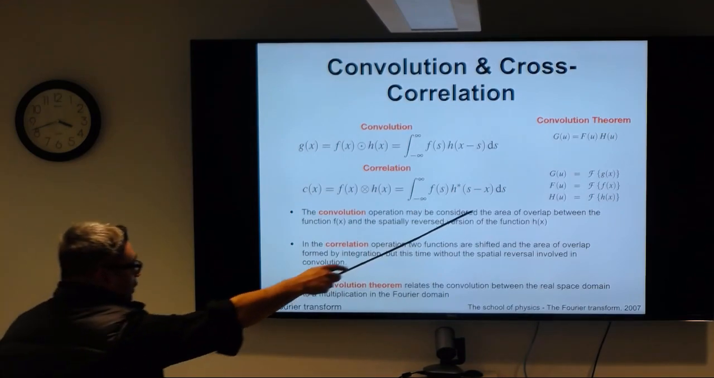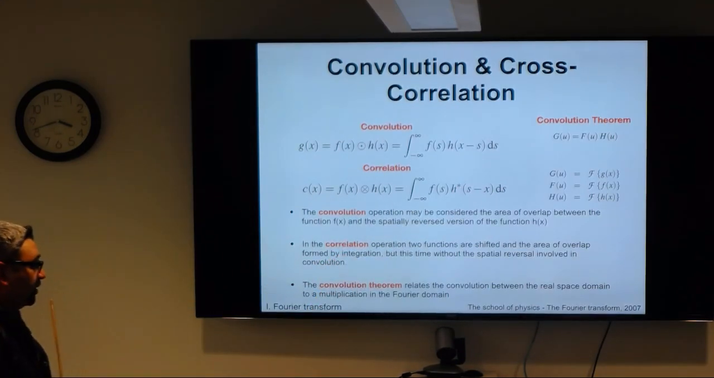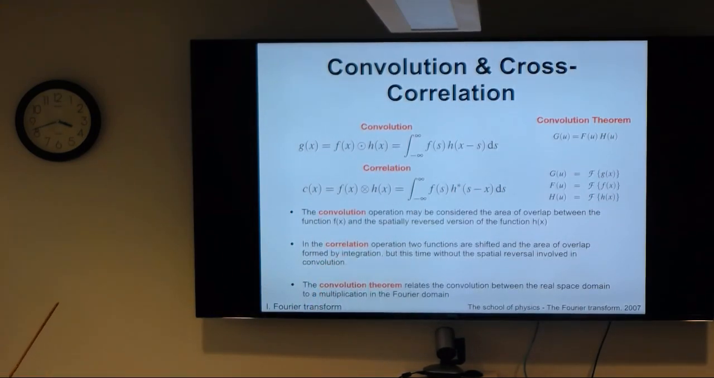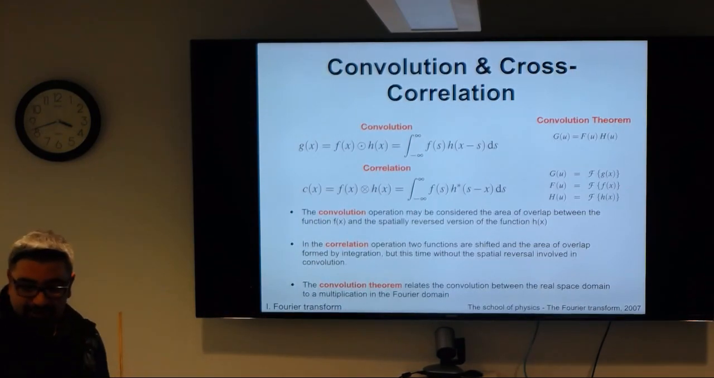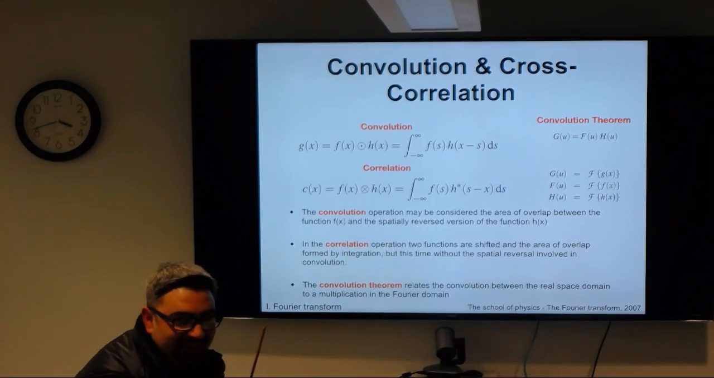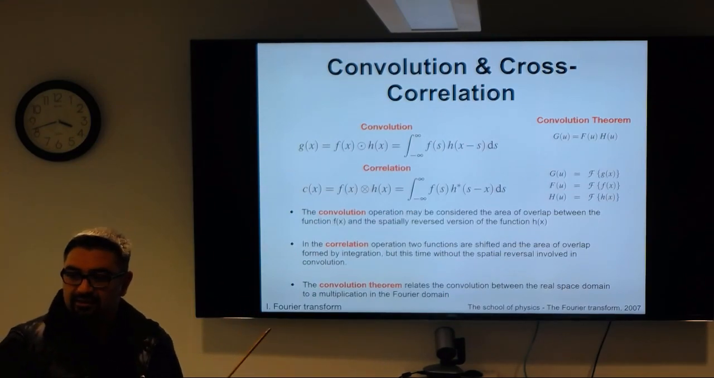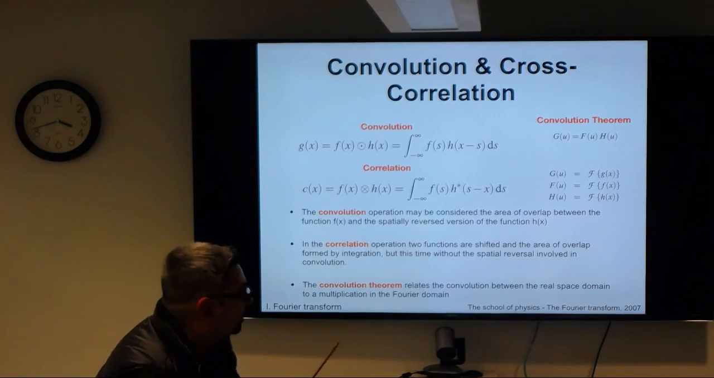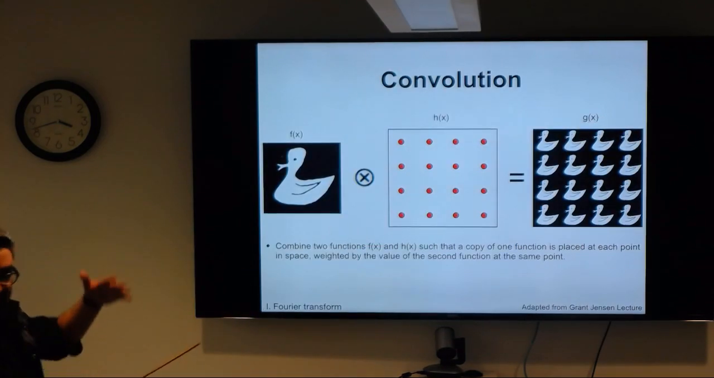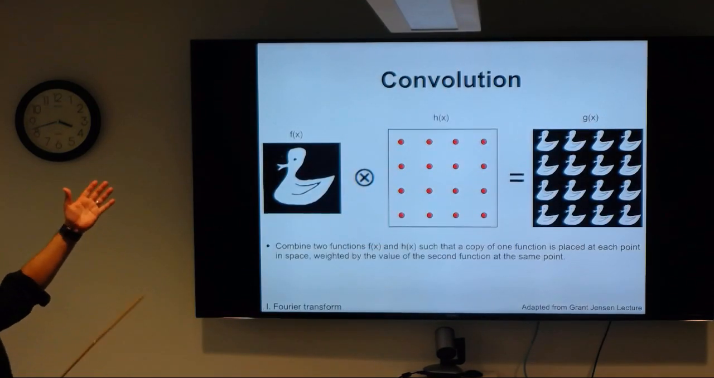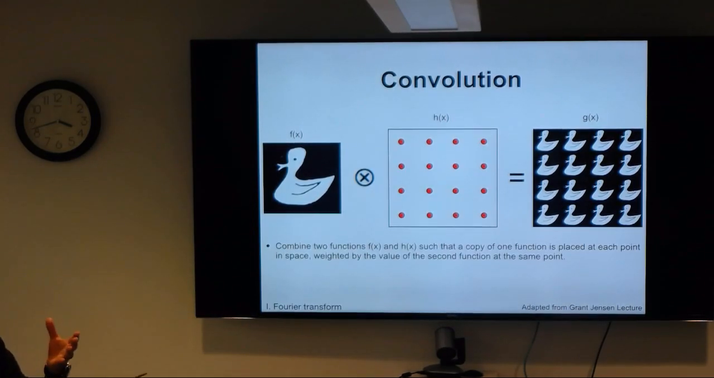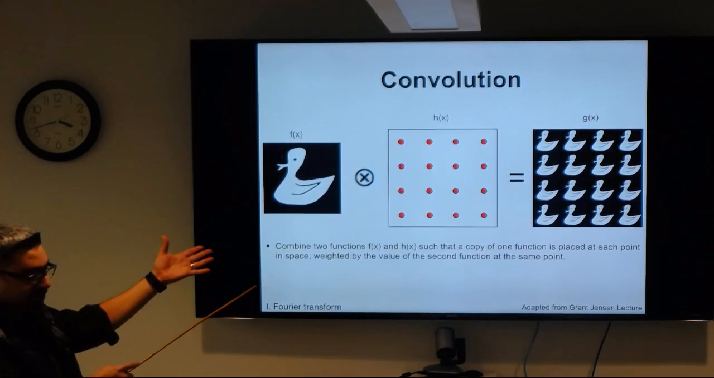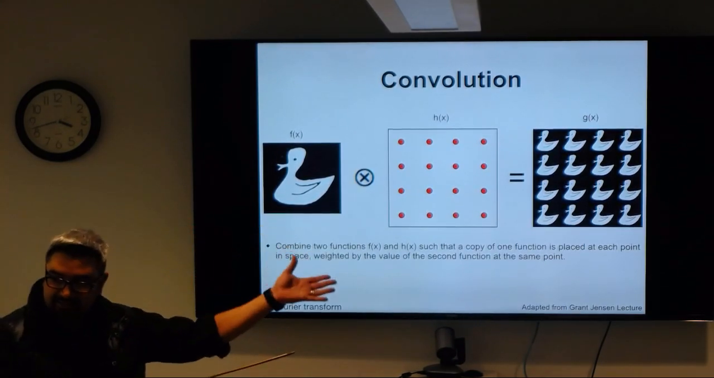And so here's the convolution theorem, which relates the convolution in the real space domain to a multiplication in the Fourier domain. Okay, so that's some of the mathematics. To try to understand that, Grant Jensen's lecture showed a duck. Okay, so you can also think of a protein in a unit cell, and the convolution with a lattice.